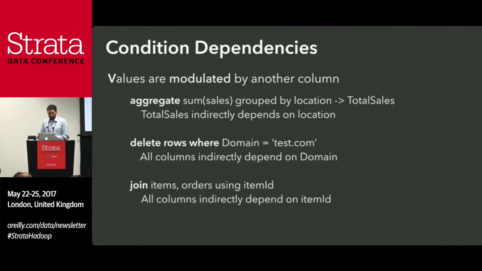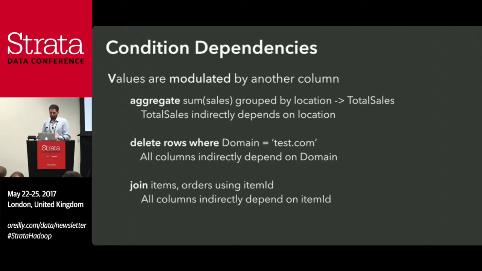And to make this a little clearer again with condition dependencies, we're going to say the values or the output are modulated or indirectly affected by another column. So same example here, we would say total sales indirectly depends on location. These next two examples, we're doing a deletion. So if we delete all the users from Trifacta.com or test.com, we would say now all of the columns indirectly depend on the domain. Because when we delete values from the domain, it's going to influence all the values in the columns downstream. And similarly, if you join two data sets together, now all of the output columns indirectly depend on the join keys that went into that join.